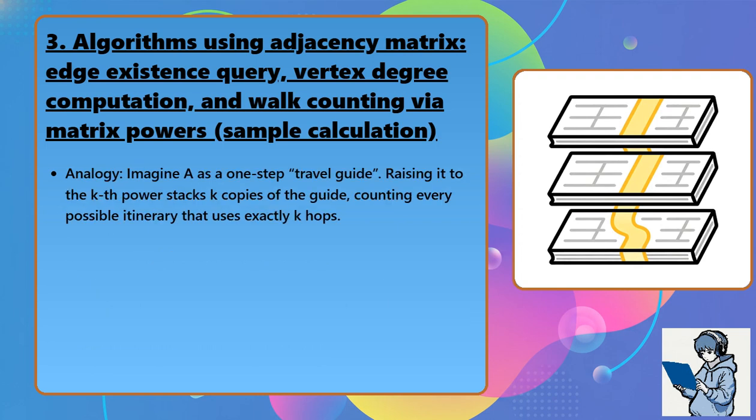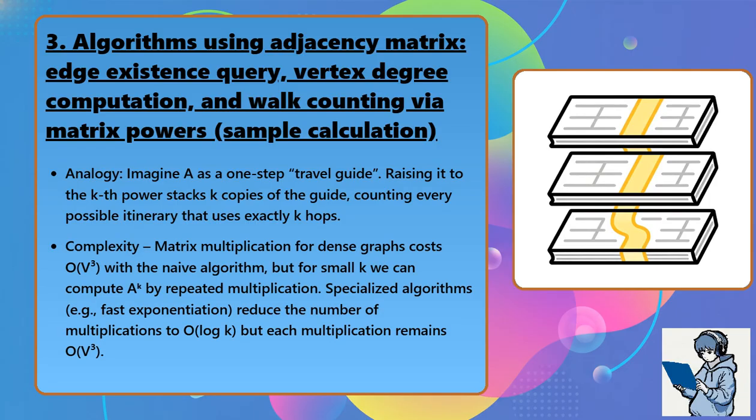Analogy: imagine A as a one-step travel guide. Raising it to the kth power stacks k copies of the guide, counting every possible itinerary that uses exactly k hops. Complexity: matrix multiplication for dense graphs costs O(V^3) with the naive algorithm, but for small k we can compute A to the k by repeated multiplication. Specialized algorithms, for example fast exponentiation, reduce the number of multiplications to O(log k), but each multiplication remains O(V^3).